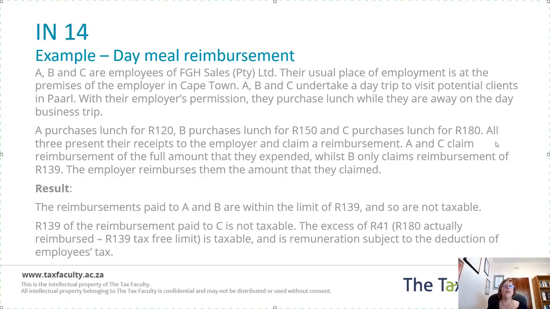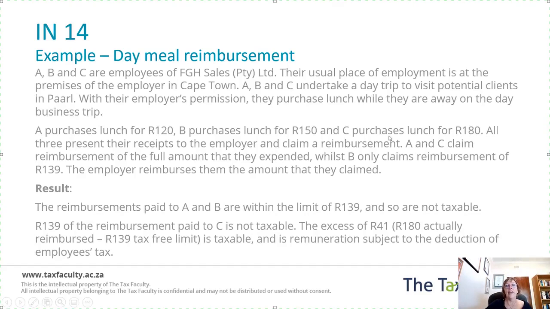Now, in interpretation note number 14, they talk about traveling away for part of a day, and they give the example of this reimbursement. They take 3 employees, A, B, and C, who undertake a day trip to clients away from their normal place of employment. With the employer's permission, they purchase lunch while they are away. They're each given an allowance for the day, and then they buy lunch. A buys lunch for 120, B buys lunch for 150, and C buys lunch for 180.